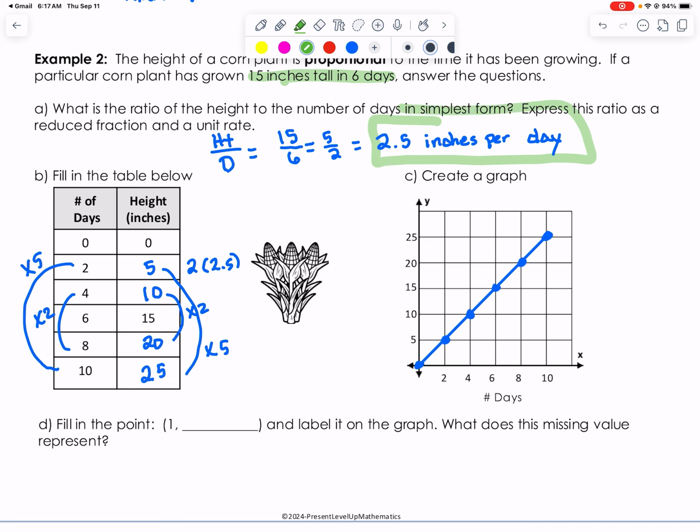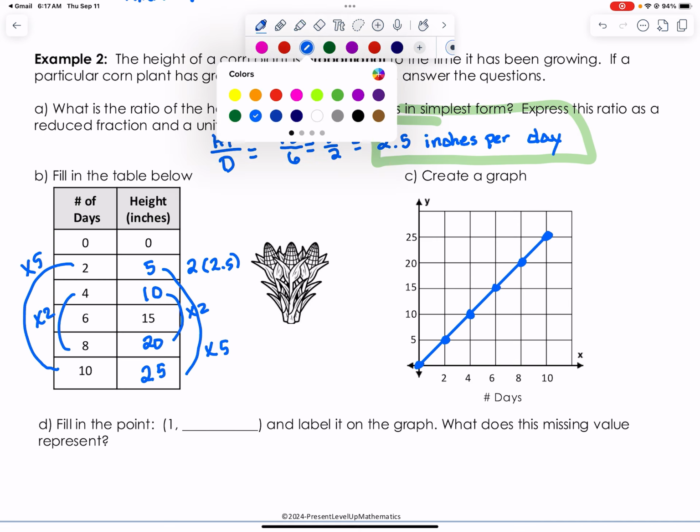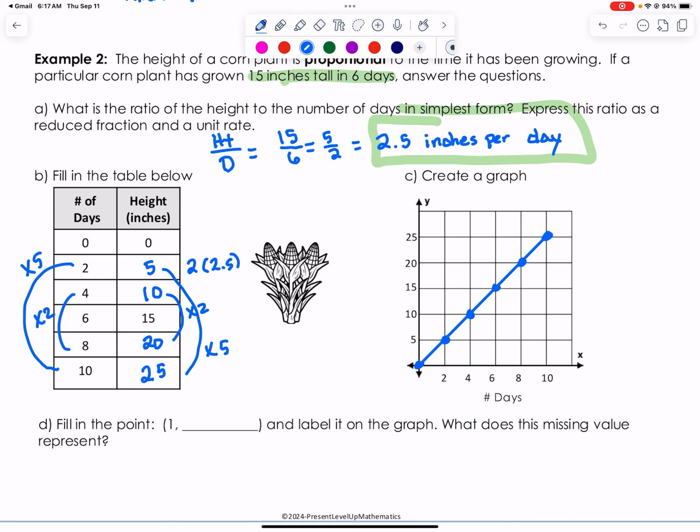But we can figure out 1 day because we know our unit rate. And our unit rate tells you how much per one thing. So we know that our missing point must be 1 comma 2.5. And if I were to label that, that would be right here, 1 comma 2.5. So that ordered pair was actually on that line. It's just that we didn't specifically plot it as a point.